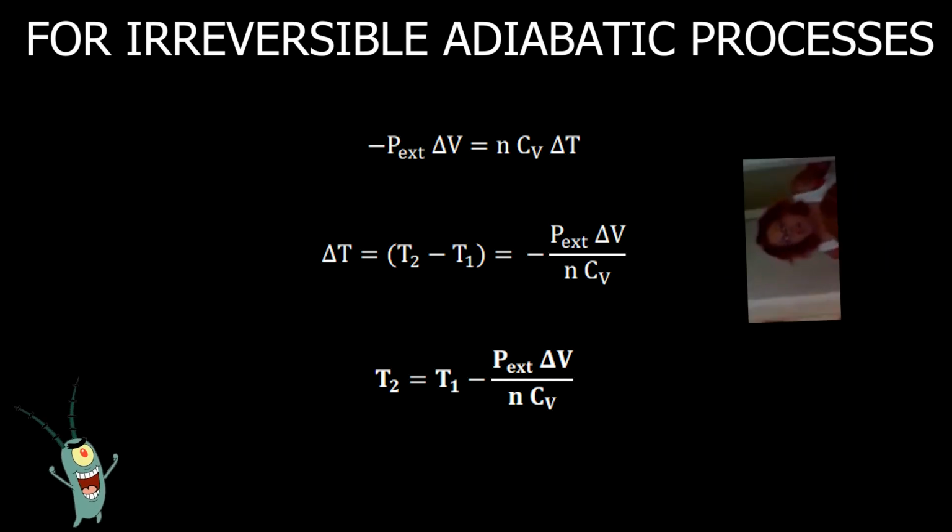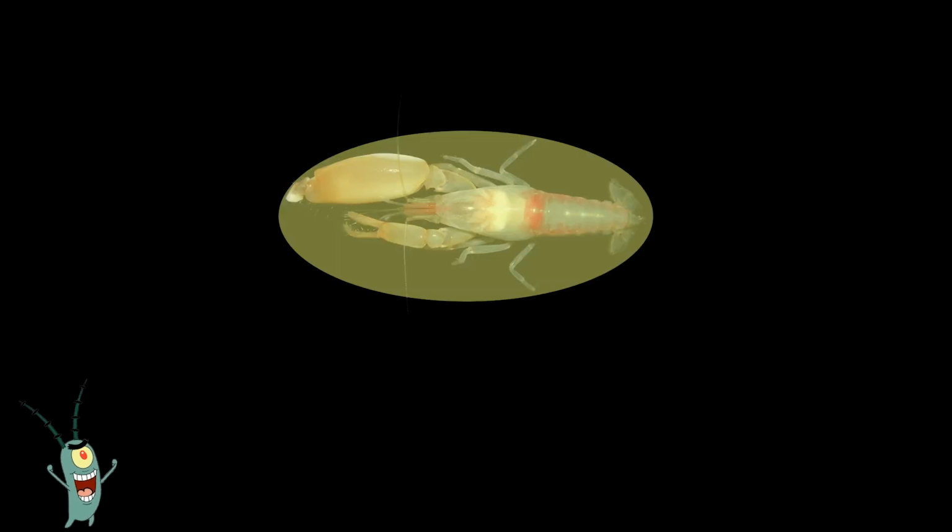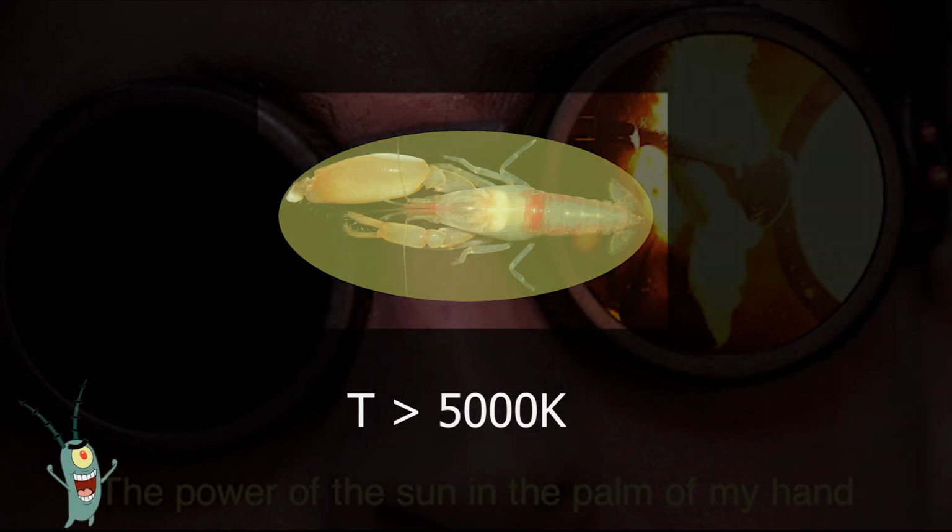However, the case of the pistol shrimp is an irreversible process. So the derivation of the equation results in T2 equals T1 minus the quotient of external pressure times the change in volume over the number of moles multiplied by the heat capacity. For shrimpoluminescence to occur, the temperature of the bubble compression must reach a temperature of at least 5,000 Kelvin.